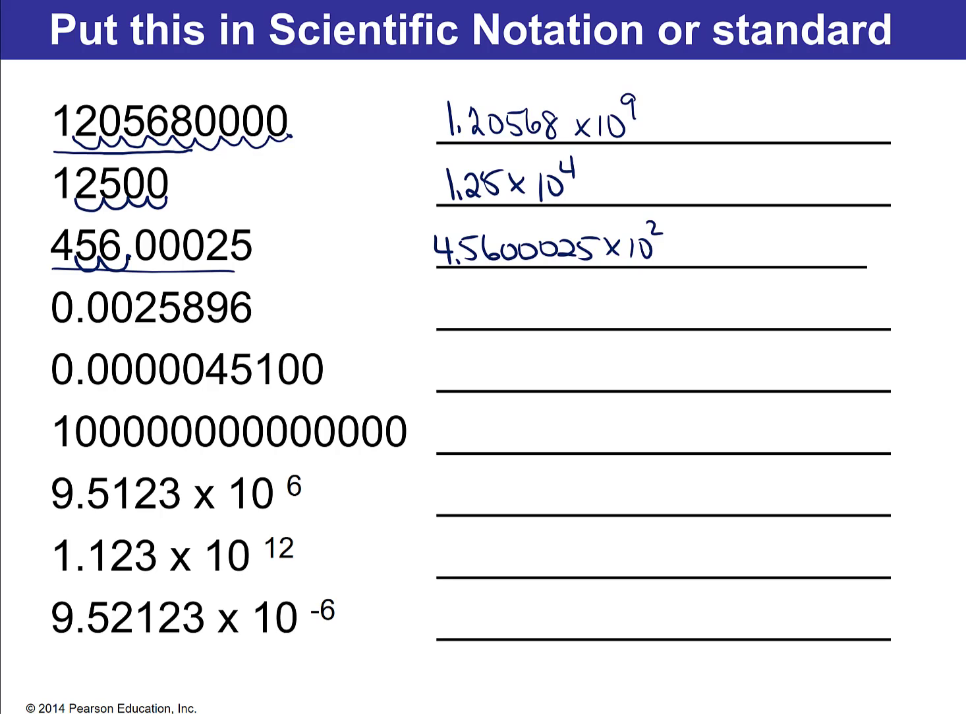What about this one? How many significant figures? 5. So this 2, 5, 9, 8, 9, 6, there's 5 significant figures I have to keep. I have to make my number between 1 and 9, so I'm going to move my decimal place 3 places, and I have to go to the right this time. So 2.5896 times 10 to the negative 3. Negative 3 because it's indicating that's a number smaller than 1 that I had to move.